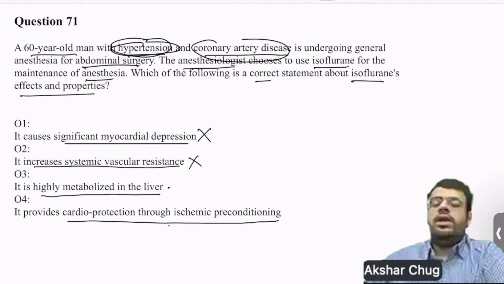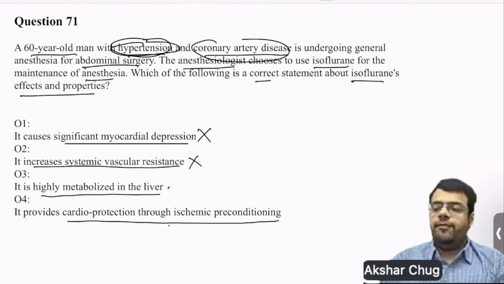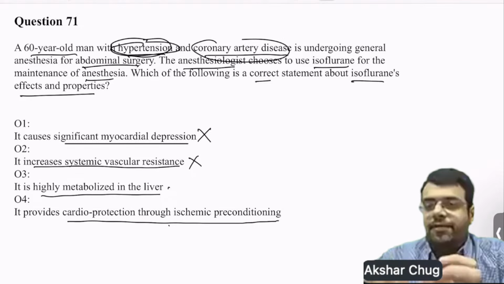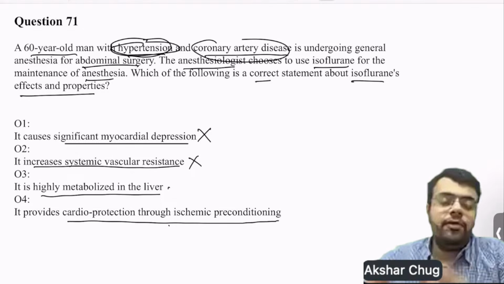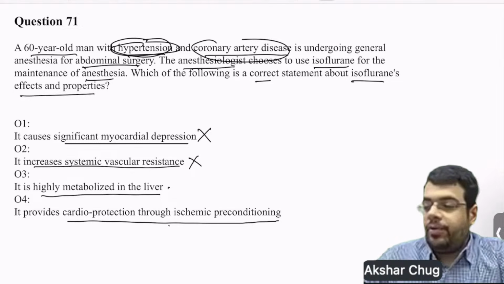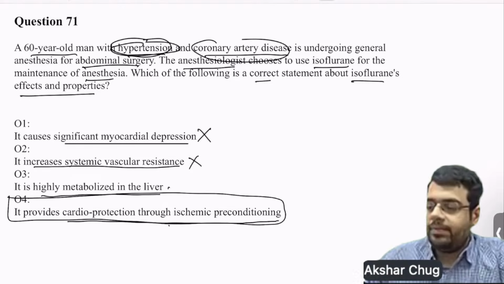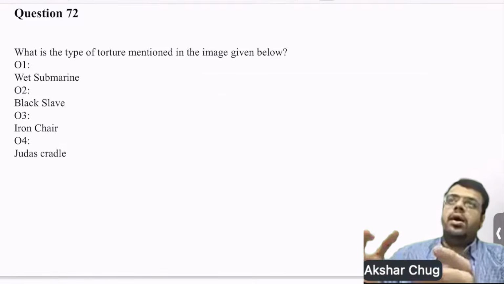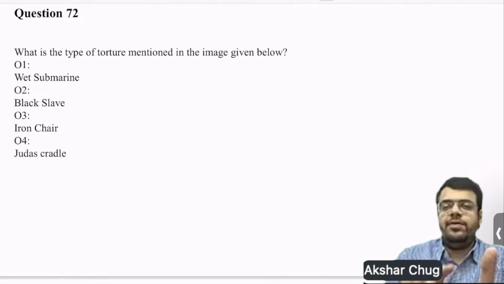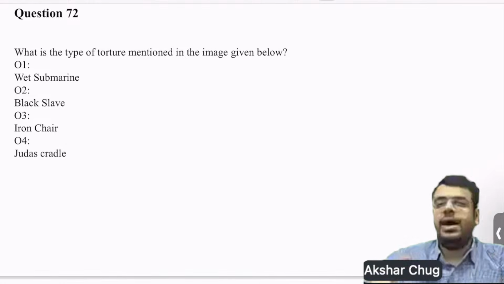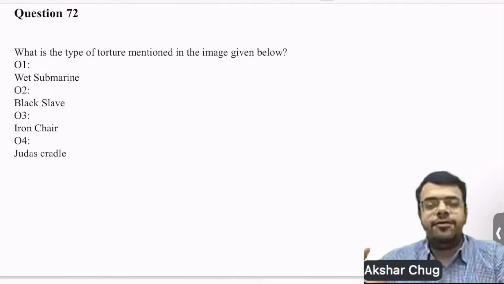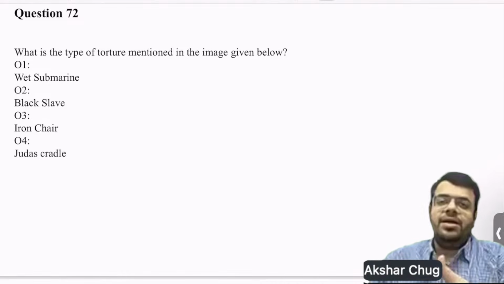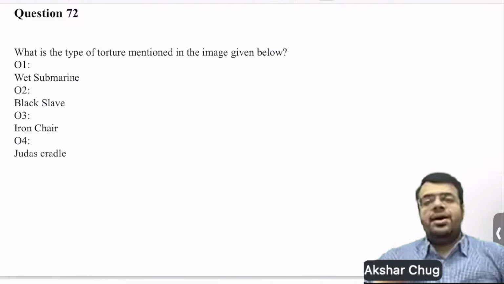Now what it means is that in cases of ischemia, if the heart will stop beating after 5 minutes, under the influence of isoflurane, the heart will continue beating for 7 to 8 minutes. It provides cardioprotection through ischemic preconditioning. So here option 4 would be the right answer. So basically it trains the heart to undergo stressful situations, especially ischemia. So it is preconditioning the heart. As we are preconditioning ourselves by giving these GTs, the isoflurane will again precondition the heart to go through the ischemic phase.